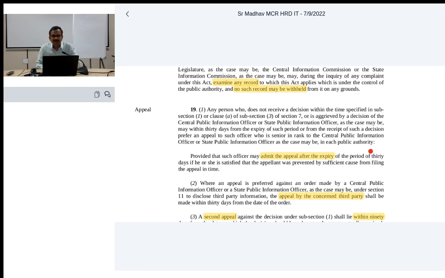The second difference is about the counting of the time. Under 19.1, time starts from the date of receipt of the order of the public information officer. But under 19.2, the 30-day clock starts from the date of the order. So these are the two major differences between 19.1 and 19.2.